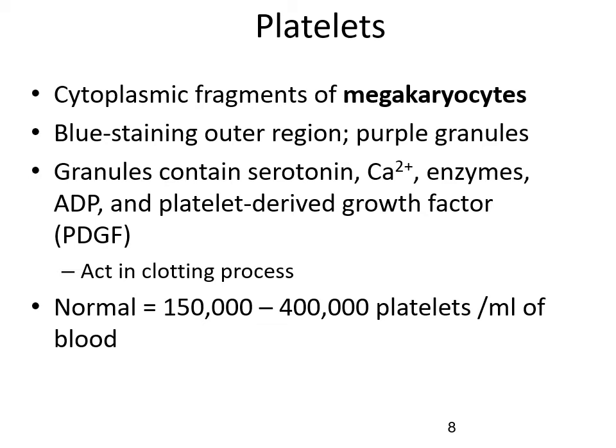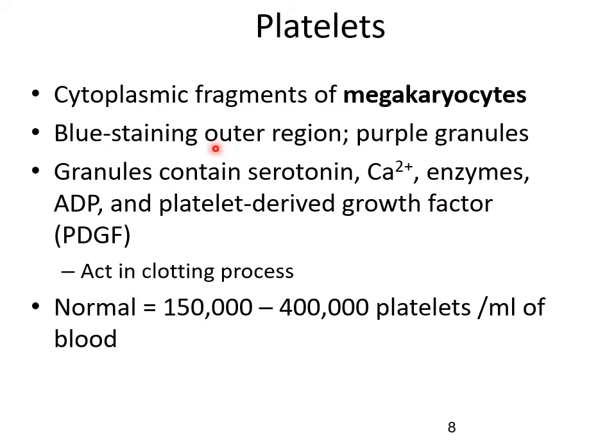Platelets are cytoplasmic fragments of megakaryocytes. So the megakaryocyte is the cell that they come from. And the megakaryocyte is huge. It's about 150 micrometers in diameter, which is over 16 times the size of a red blood cell. And these cells cannot get through the sinusoids. They're too big. So while they're trying to squeeze through, they fragment into pieces, and those become your platelets.